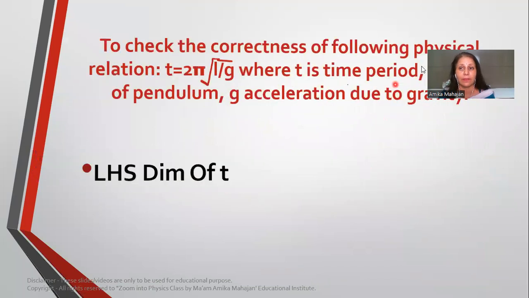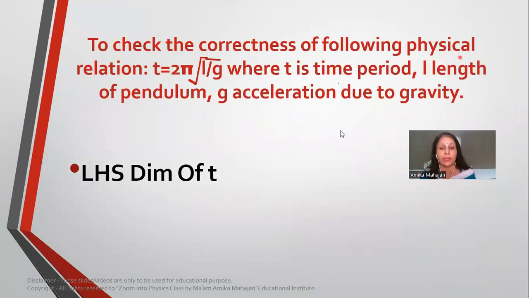Now, first, I take the question in which we check the correctness of the given physical relation t equal to 2 pi square root of L by G, where t is time period, L is length of pendulum, and G is acceleration due to gravity. Now here two terms are there. One is left side, another one is right hand side. Here L and G are in divisible form, so this will be only one term. These are two factors on which this time period is depending.